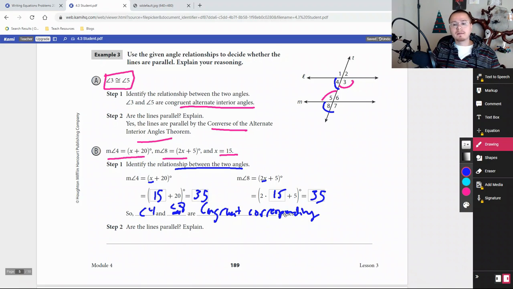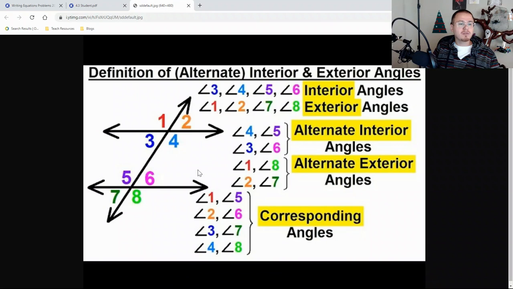They're congruent corresponding. Congruent reminds me of Gru from Despicable Me. Congruent corresponding. And are they parallel? Yes. Converse of the corresponding angles theorem. So again, pull up your cheat sheet if you have one. Boom, boom. Look at that. Corresponding angles.